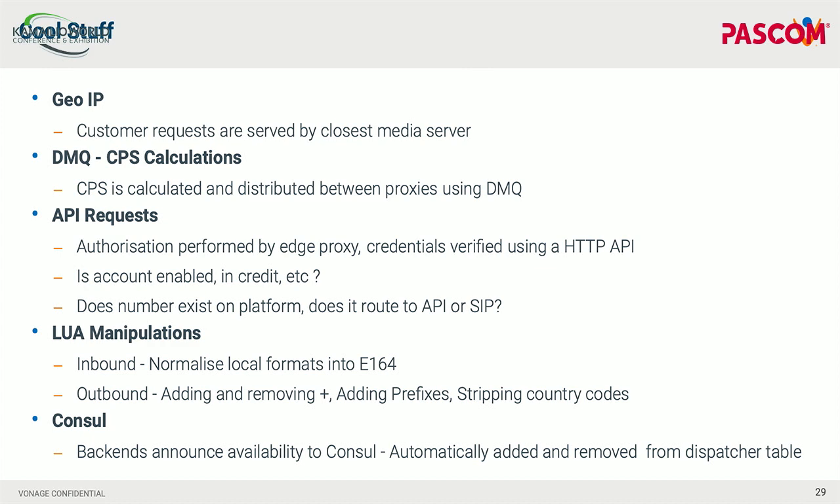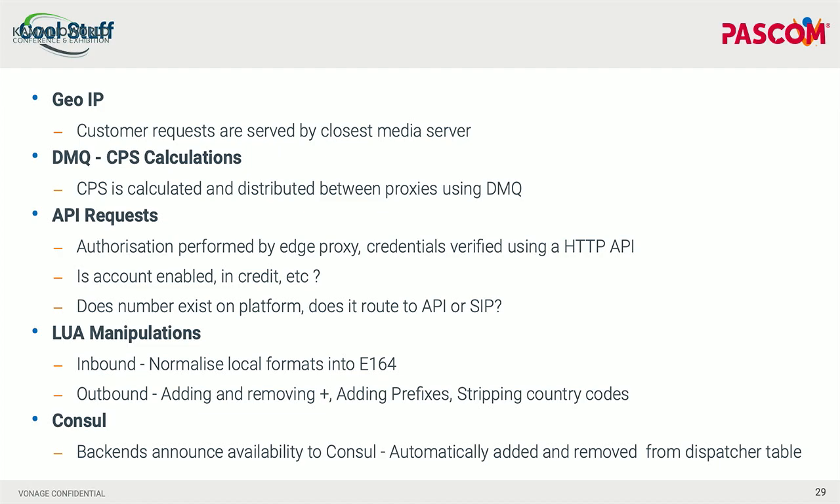We use a lot of API requests to our back end. So all the authorization is done by the edge proxies. We verify the credentials over an API. We also check if an account's enabled and in credit, so we can drop traffic before it reaches our core, basically, if it's not going to work. We also check if the number exists, or does it route to API or one of the sort of traditional SIP interconnects.